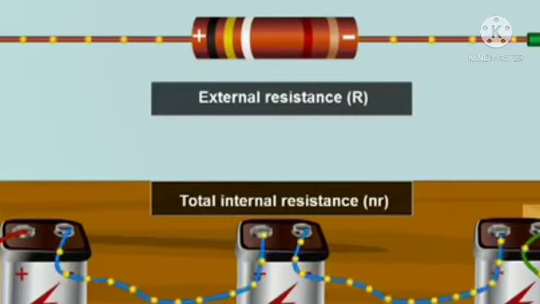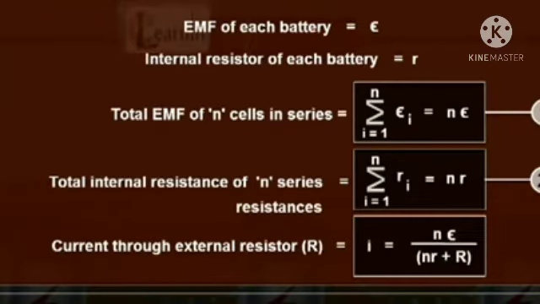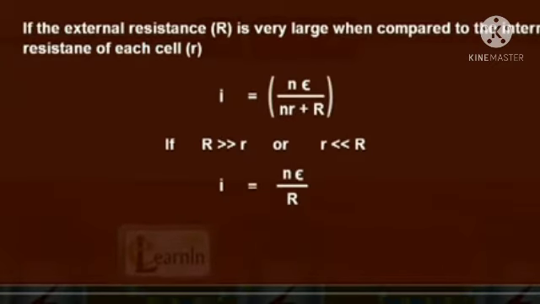As the driving force of electricity increases, the bulb glows brightly. Current through the external resistor: I equals nE divided by nr plus R, where n is the number of cells. If the external resistor R is very large compared to the internal resistance of each cell, small r, then I equals nE by R.